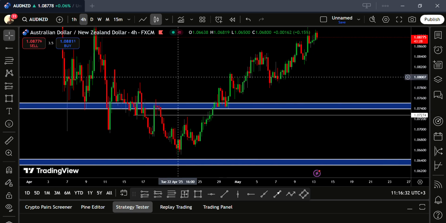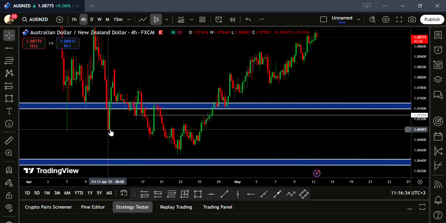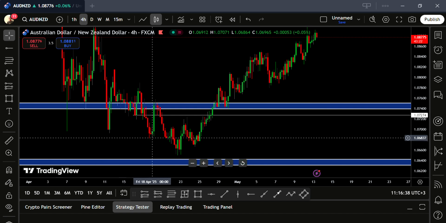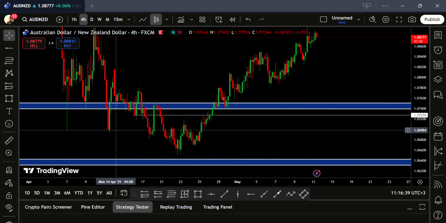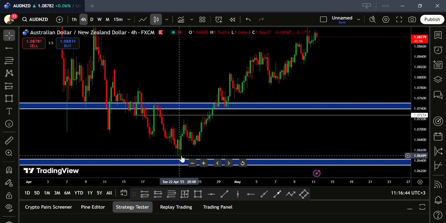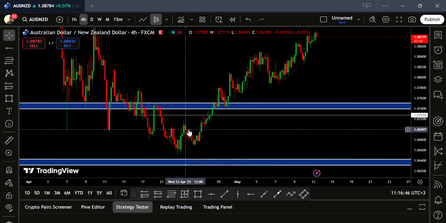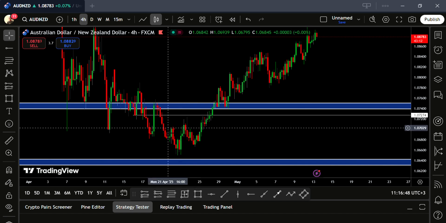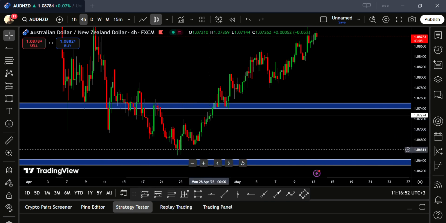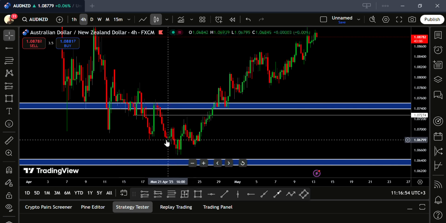Okay, just working it out. Lower low, lower high, low. Yes, lower low here because we broke this break of structure here. Lower low, lower high, lower low, higher high. No, lower low, lower high. Created a what, head and shoulder.